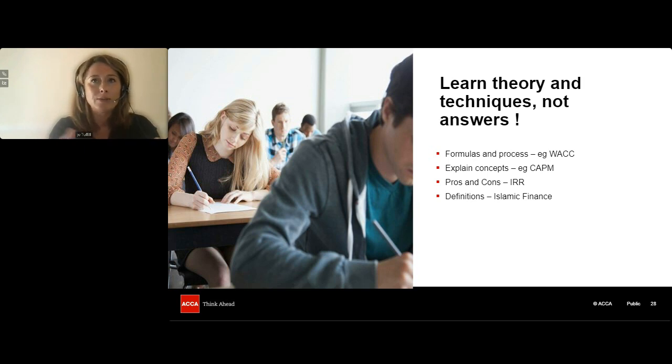It's not just testing how to calculate things, it's testing whether you understand concepts and you can write out the concepts. Pros and cons of net present value, pros and cons of the other investment appraisal techniques are tested quite regularly. So learn them, but be able to apply them to the question. Don't just list out the previous answer to a question that you've just learned. Look at what the question is asking and then apply it. And as I said before, definitions, for instance, those Islamic finance definitions.